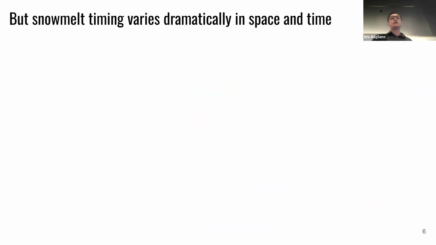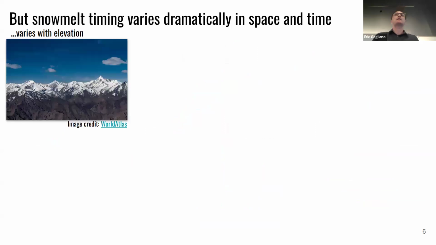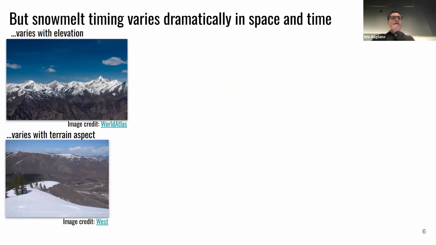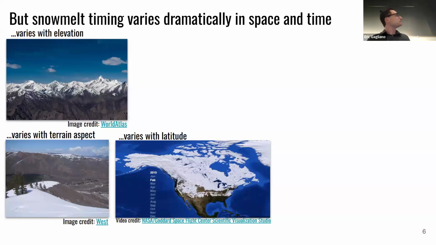Snowmelt timing varies a lot, though, in space and time. It's not as simple as just a SWE curve that controls the globe. For a single mountain range, snowmelt timing can vary by months from low to high elevations. There can be 20 to 40-day differences in melt timing just between sun-facing and shaded slopes, and several months of difference between the mid-latitudes and polar latitudes.